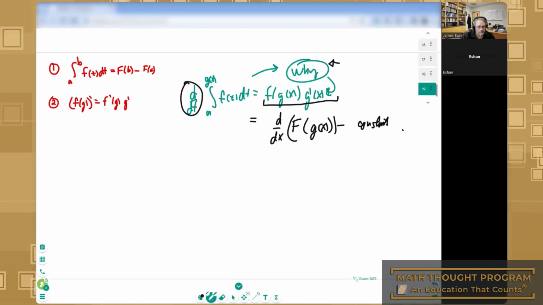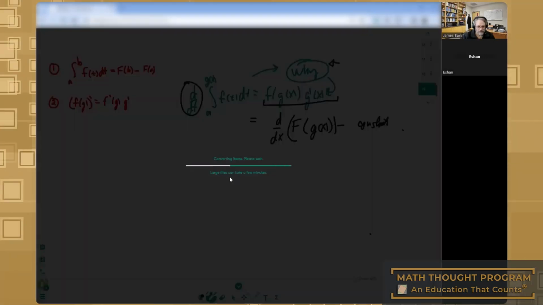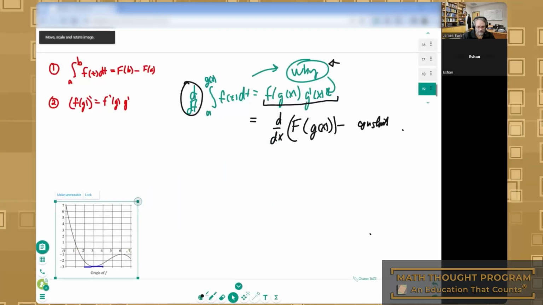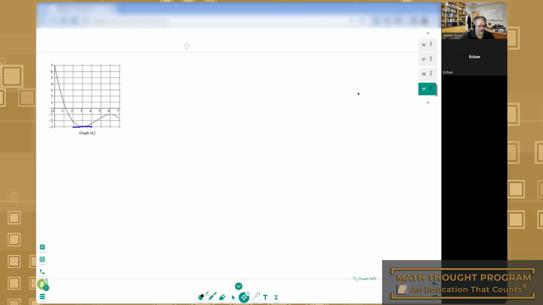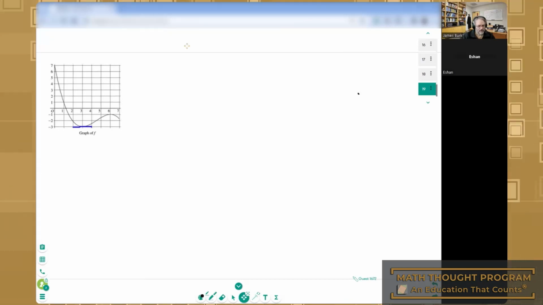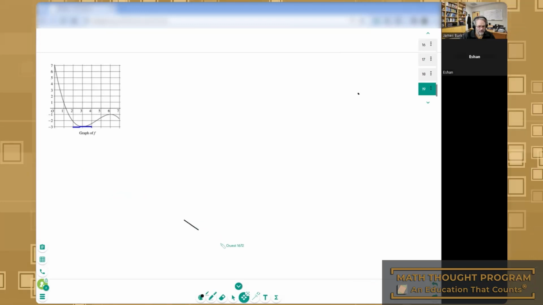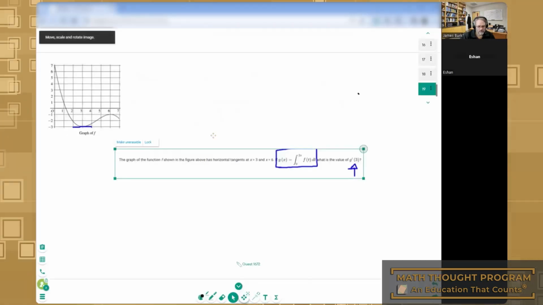Okay, good. Now, let me throw you this problem. Okay, here's a graph. And whenever you see graphs, you have to ask yourself, okay, is it a graph of f of x, or is it a graph for f prime? So always got to be a little bit cautious with those.